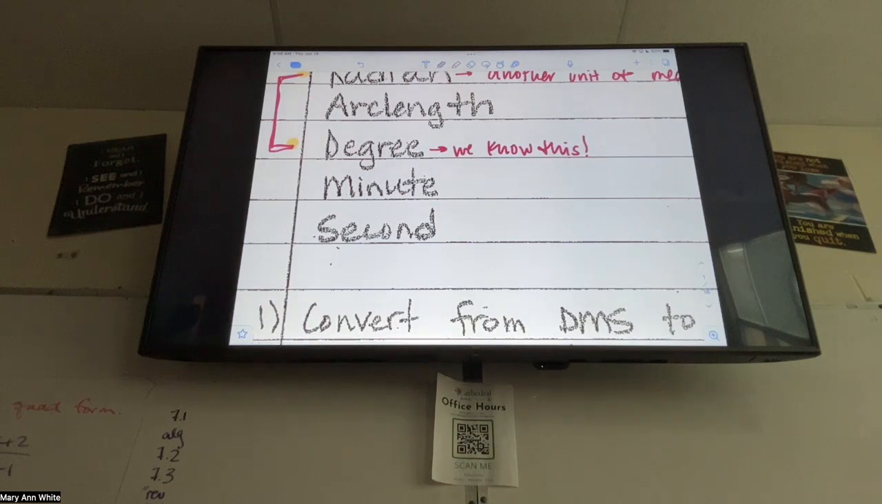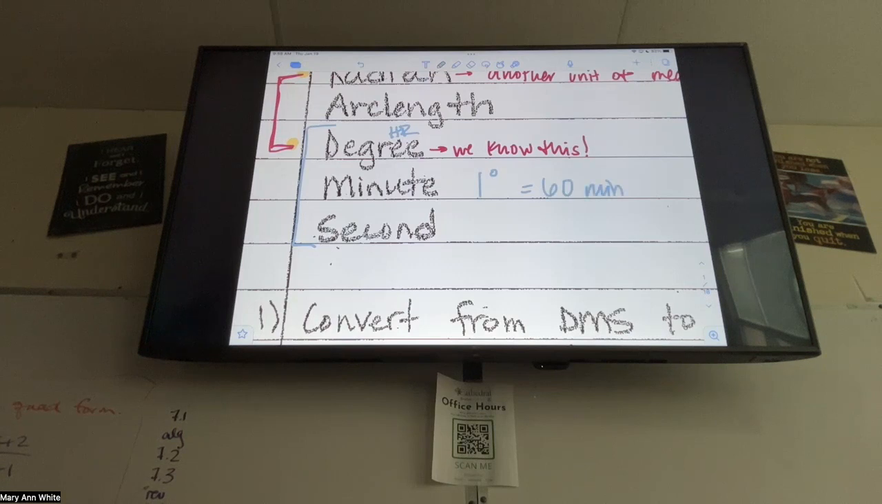Okay, so we're going to talk about degrees, minutes, seconds now. This is another form of measuring angles. I sometimes like to think of degrees in terms of an hour, because we are going to talk about how many minutes are in a degree, how many seconds are in a minute, etc. How many minutes are in 1 hour? 60. Good. So 1 degree is the same thing as 60 minutes.